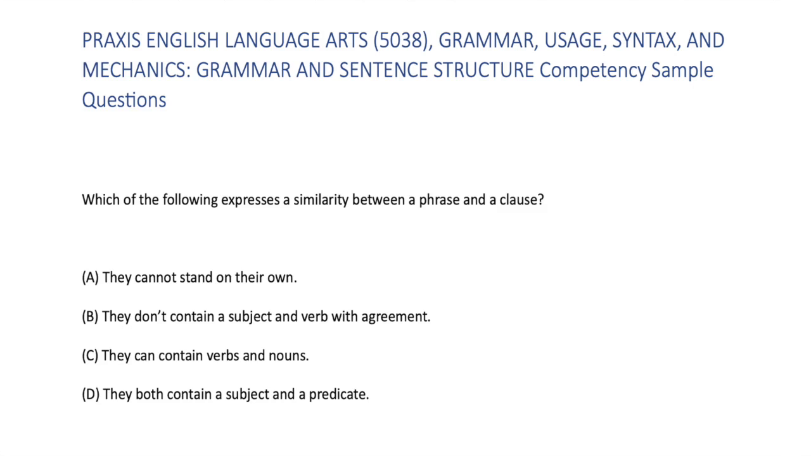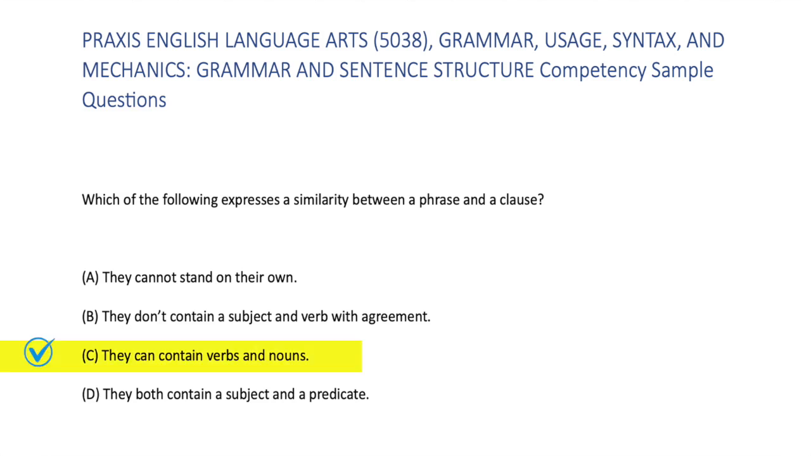Next, we're going to rule out option B. They don't contain a subject and verb with agreement. This is not the best choice here because many clauses do contain a subject and a verb that agree in person and in number. So this statement is false for clauses in general. Next, we're going to eliminate option D. They both contain a subject and a predicate. A phrase never contains a predicate, that is, the verb plus its complements. Phrases lack the full subject-predicate structure required to make a clause.